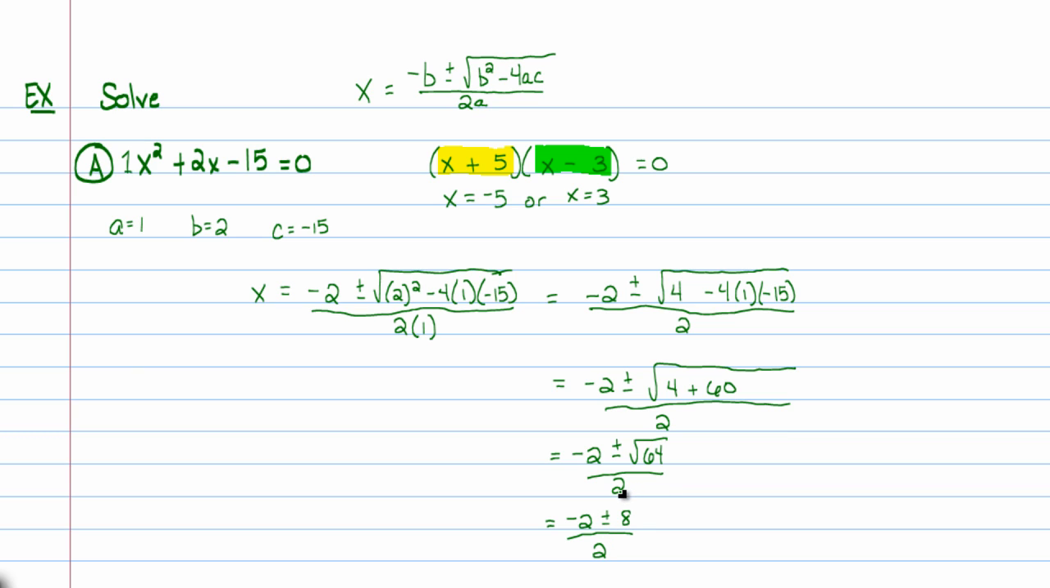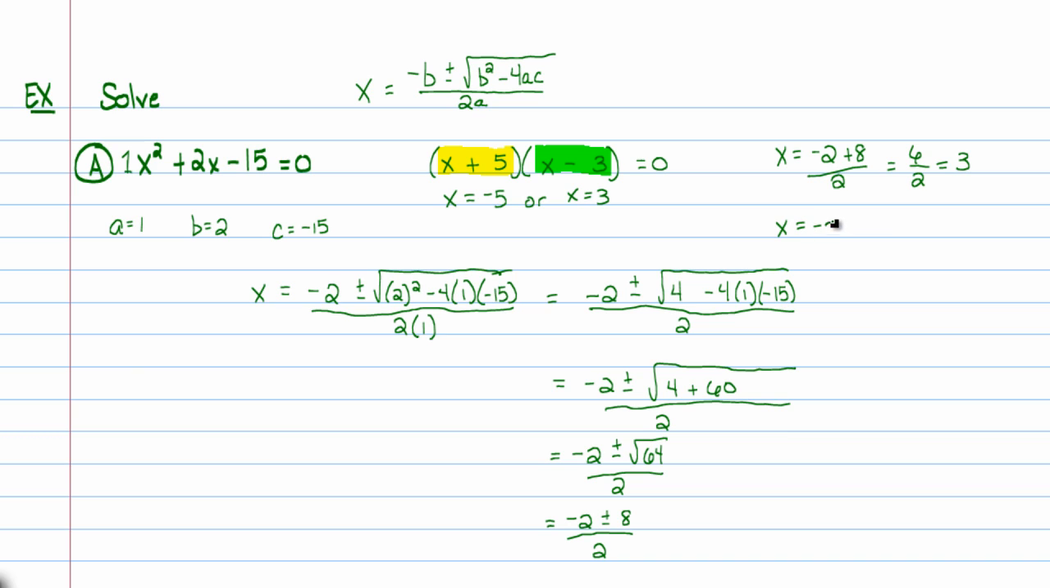Now that I happen to have it simplified down pretty much as far as I want to go, I will then write that either x is equal to negative 2 plus 8 being divided by 2, which, by the way, negative 2 plus 8 is a positive 6 over 2, which is going to be a 3.